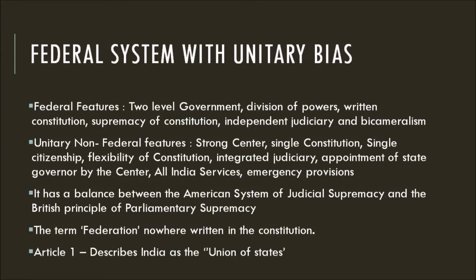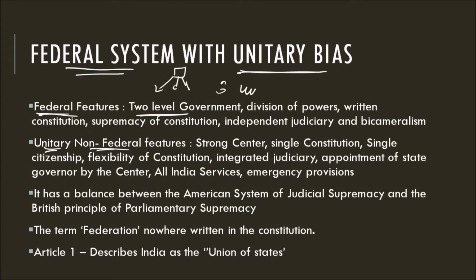India follows a federal system with unitary bias. That means it has federal features as well as non-federal unitary features. Some of the federal features are two-level government. That is, in India, we have a central government for the entire country and state governments for the respective states, right? And the power is divided between center and state with 3 lists. And those are the union list, the state list, and the concurrent list.